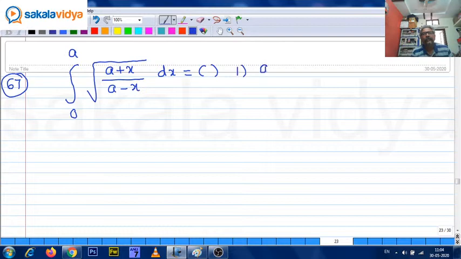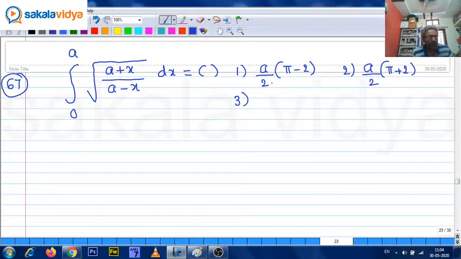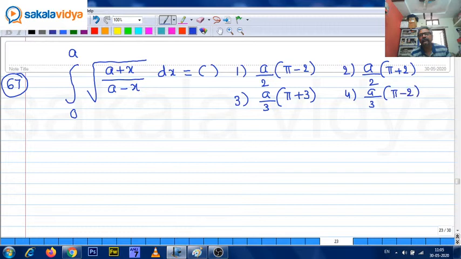First option, a by 2 times pi minus 2. Second option, a by 2 times pi plus 2. Third option, a by 3 times pi plus 3. Fourth one, a by 3 times pi minus 2. This is the question.